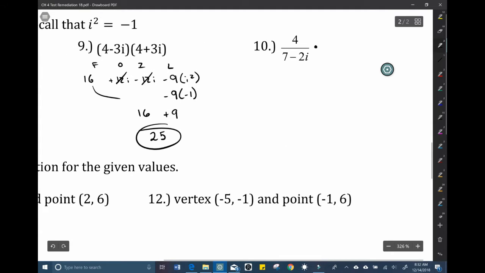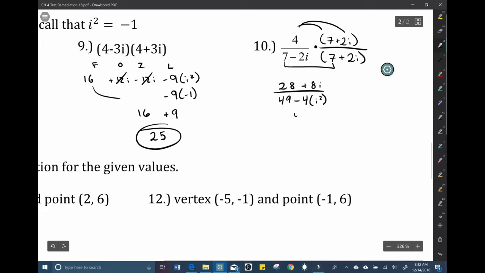Now, when we are finding conjugates to get rid of the imaginary in the basement, 2i all over 7 plus 2i. Distribute the numerator, so it's 28 plus 8i all over 49 minus 4i squared, or 49 plus 4, so 28 plus 8i all over 53. That's what that one would come out to be. No imaginaries in the denominator.